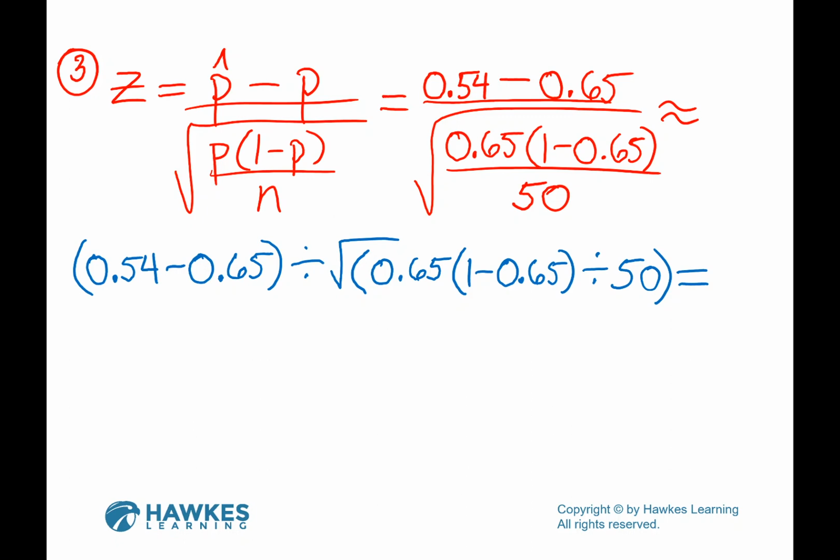So rounding to 2 decimal places because we're using a z here, I get negative 1.63. You may try having calculator issues.